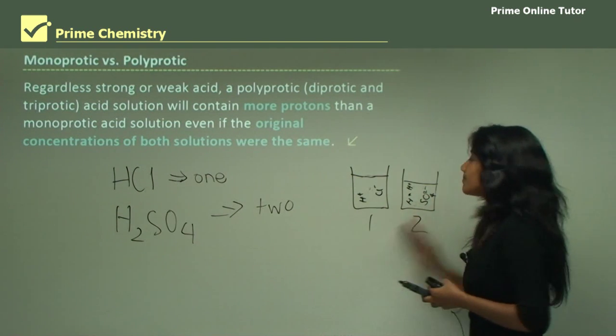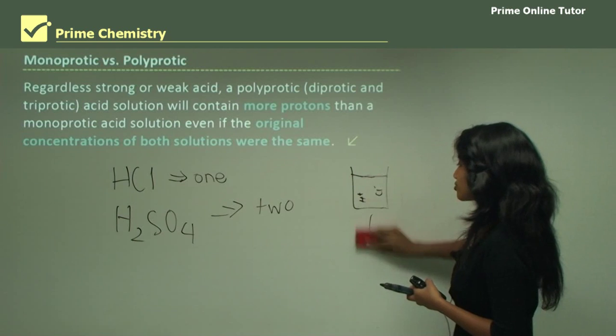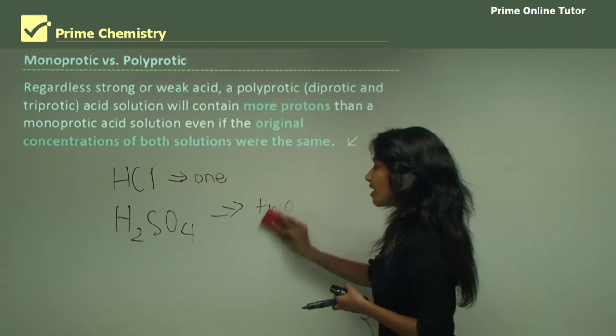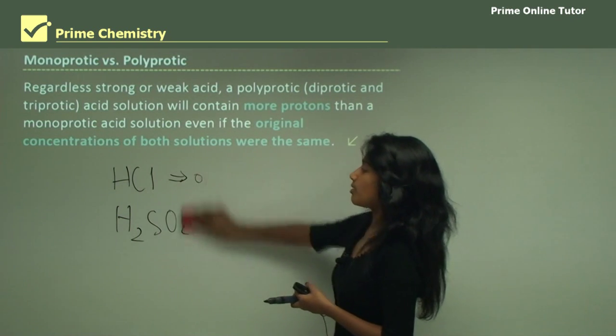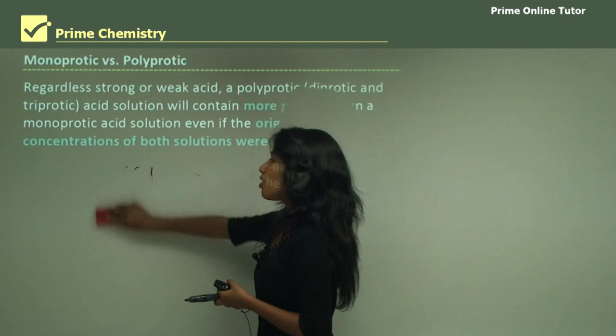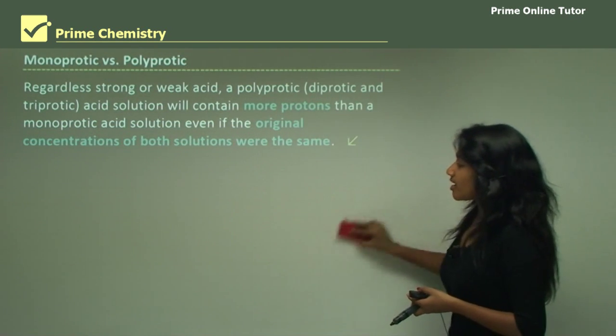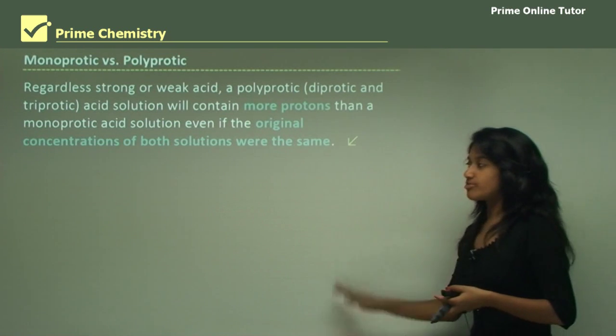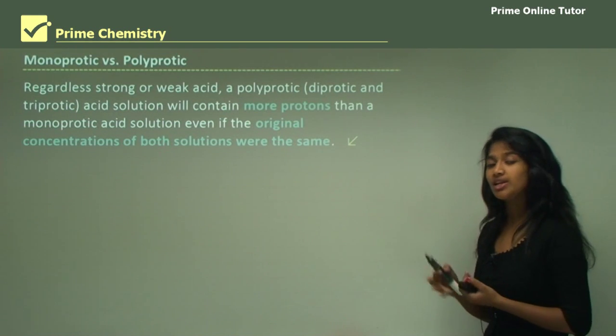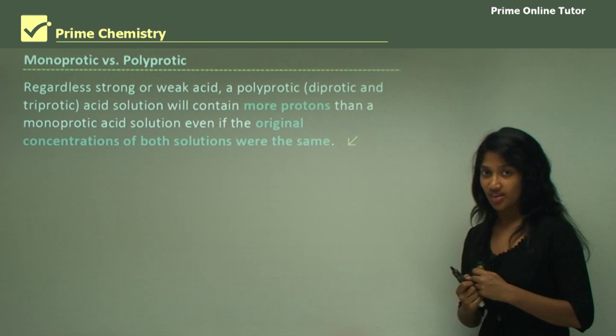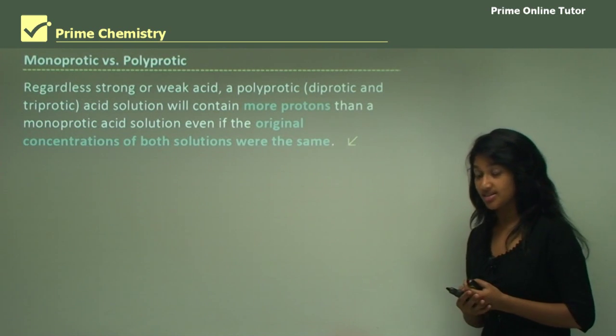So as you can see, diprotic and triprotic, or the number of protons one acid can donate, also affects its strength. Now let's review back to what we just learned. We learned about the concentration and the strength of acids as well as bases.